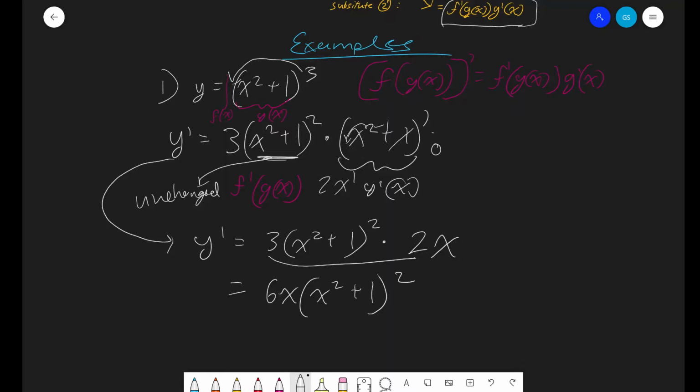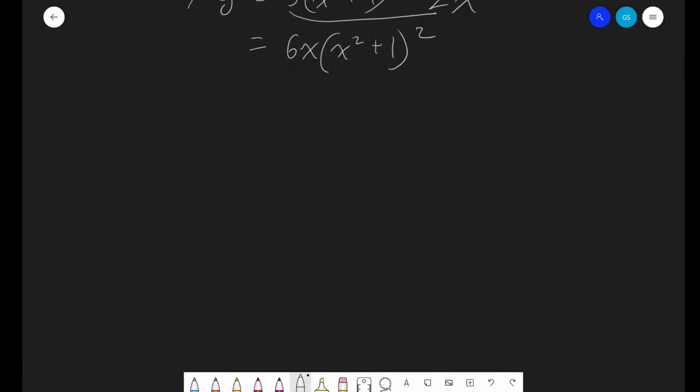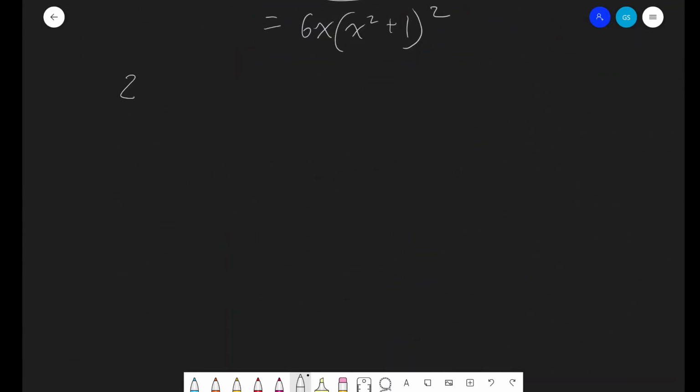What we do outside of the bracket is f of x. What we do inside of the bracket is g of x. Let's look at another example. Let's say I had y equals (x cubed minus 7x plus 1) to the 4th power. Pause the video and see if you could try this.